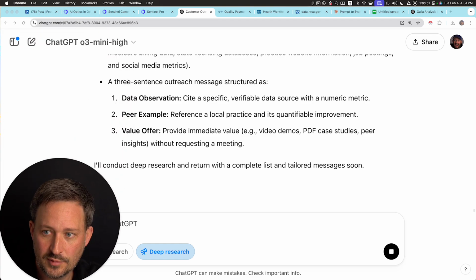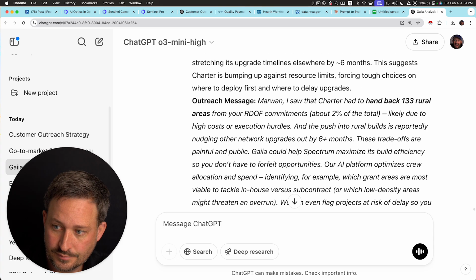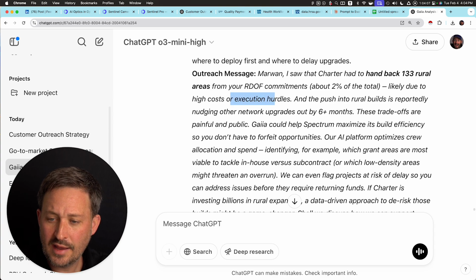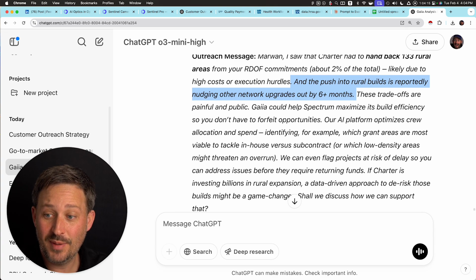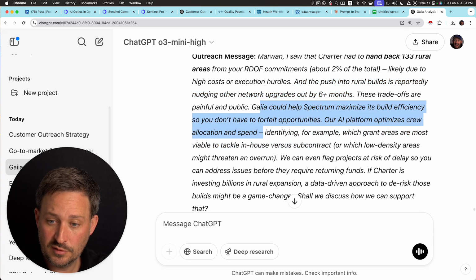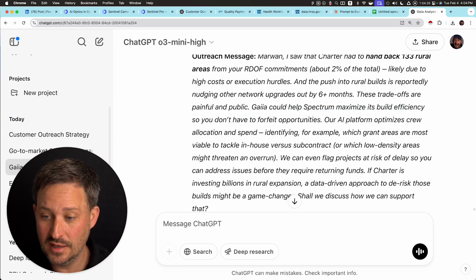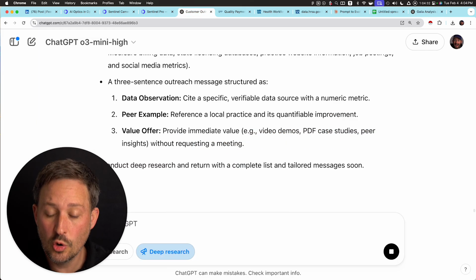And yeah, I'm very skeptical. So this is the kind of thing, and you can see we did this for a bunch of companies. Charter had to cut back 133 rural areas from your RDOF commitments, about 2%, due to high costs or execution hurdles, and the push into rural builds is reportedly delaying other network upgrades by 6+ months. These are painful and public. We can maximize your build efficiency so you don't have to forfeit opportunities. We optimize crew allocation and spend. Which grant areas are most viable to tackle in-house versus subcontract, or which low-density areas might threaten overrun? Look, Gaia does a bunch of things, but the value prop is so specific.